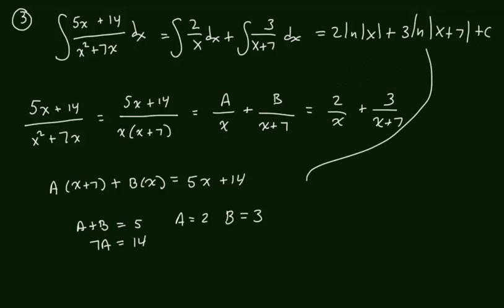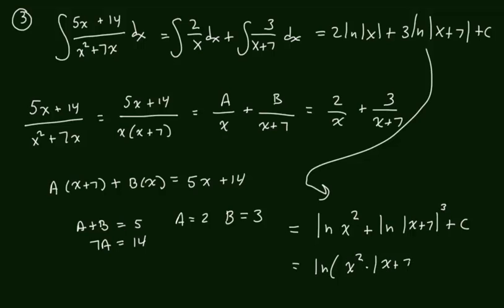I'll come down here to show the calculator version of that. That would be natural log of x squared plus natural log of absolute value x plus 7 to the power of 3 plus c, and then these can be combined as such. And there we have it.